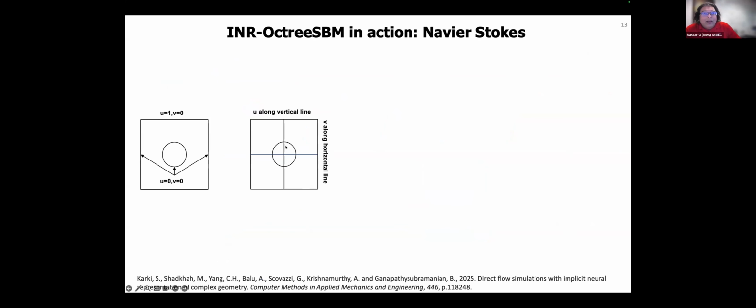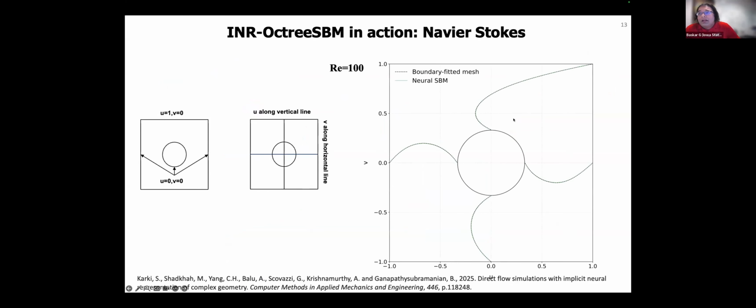Simplest thing is our canonical example, the level set for a circle, and we immerse this level set for a circle in a background mesh and solve the lid-driven cavity problem. Essentially, I have u equals 1 on the top, and that causes fluid flow, and this immersed geometry blocks the flow. If you notice here, we created a body-fitted mesh using Gmsh. We solved the problem, and then we used the neural SBM approach and solved this problem. And you see the overlay, right? And then I increase the Reynolds number from 100 to 1,000 to 5,000, and it works.